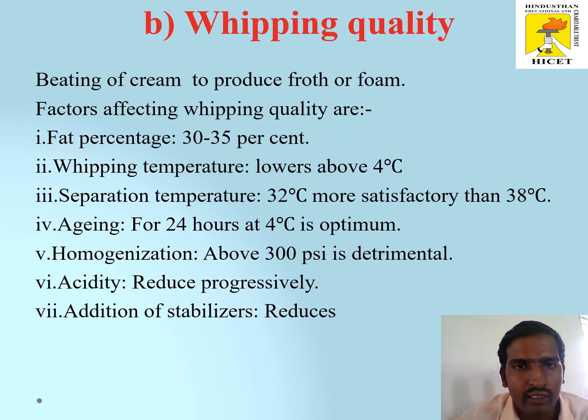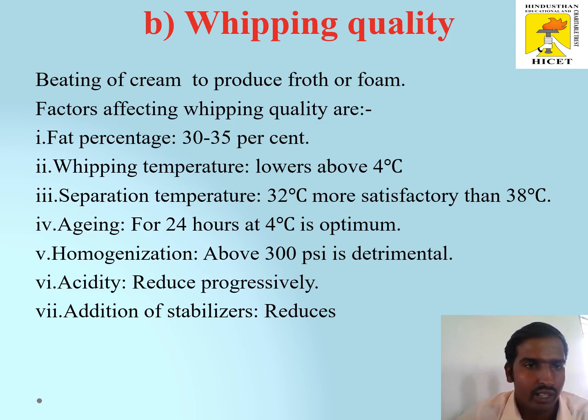So next is the whipping quality. Whipping is beating the heavy cream, with some other ingredients, to improve the quality of the cream. It is beating the cream with the help of agitators to produce froth or foam. That is the whipping of the cream. For the whipping quality, we have some factors that affect it.